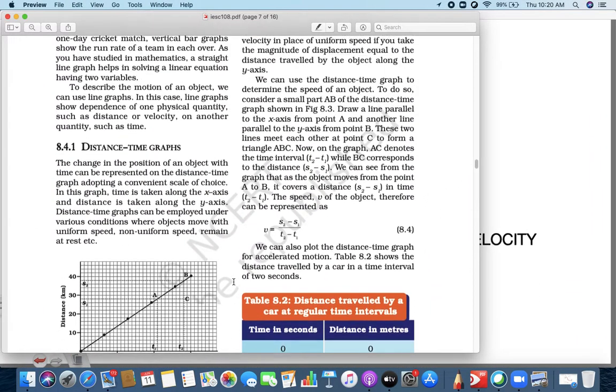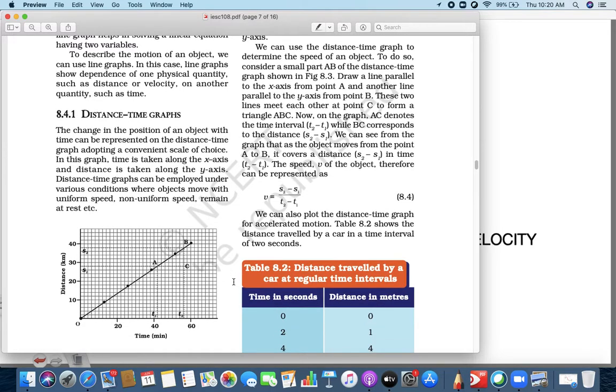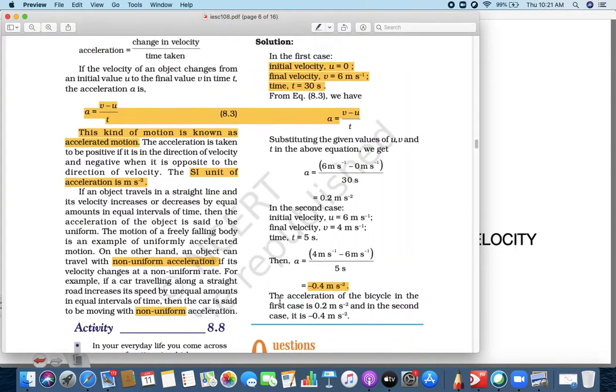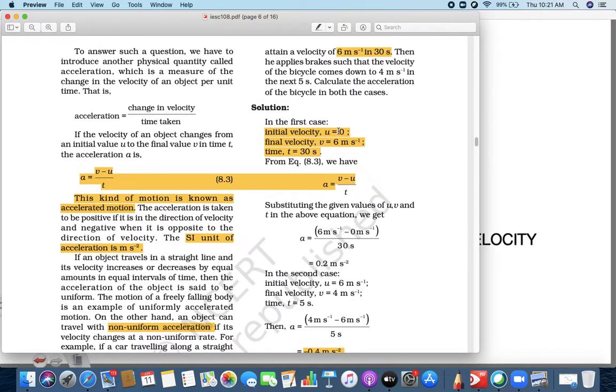So see, distance time graph, as I said. We are talking about rate of change in velocity. So if you see acceleration, now change in velocity, how do we represent it? We are talking about change in velocity, right?